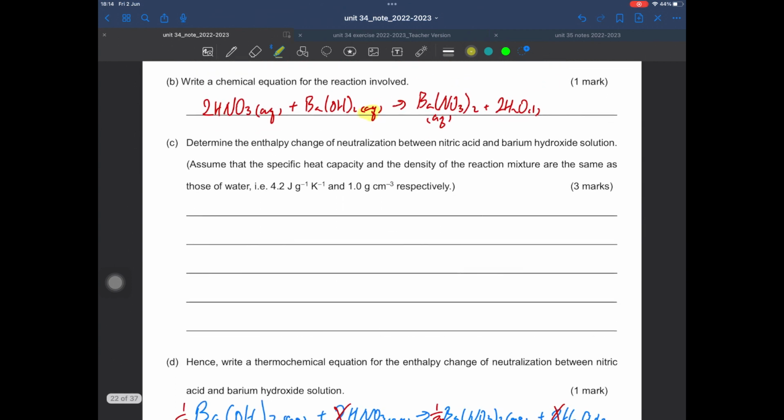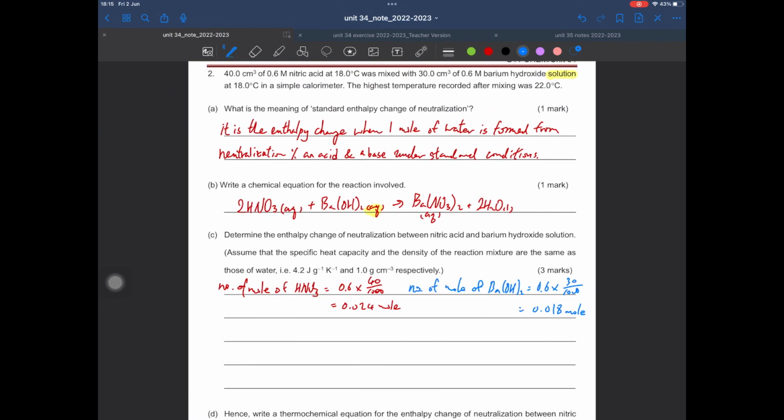Part C. Determine the enthalpy change of neutralization. So let's see. First of all, you should find out which one is limited or which one is in excess. Yes, barium hydroxide seems got fewer in mole, right? But don't forget they have the mole ratio 1 to 2. That means 0.036 mole of nitric acid should be needed theoretically. Finally, nitric acid is the limiting reagent.